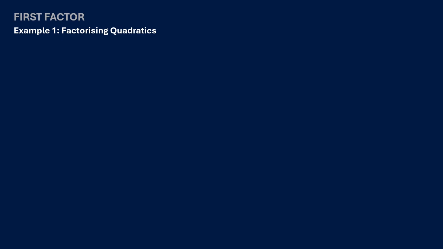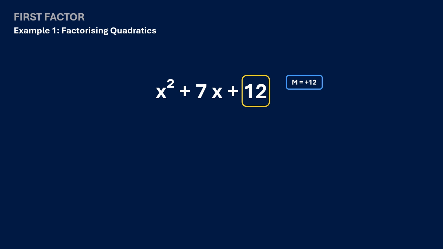So for example 1, we need to factorise x squared plus 7x plus 12. The end number we have here is just a 12, so we need to find two numbers that multiply to give us the 12, and then the middle number we have is 7, so we need two numbers that add to give us 7. Now those two numbers are 3 and 4.